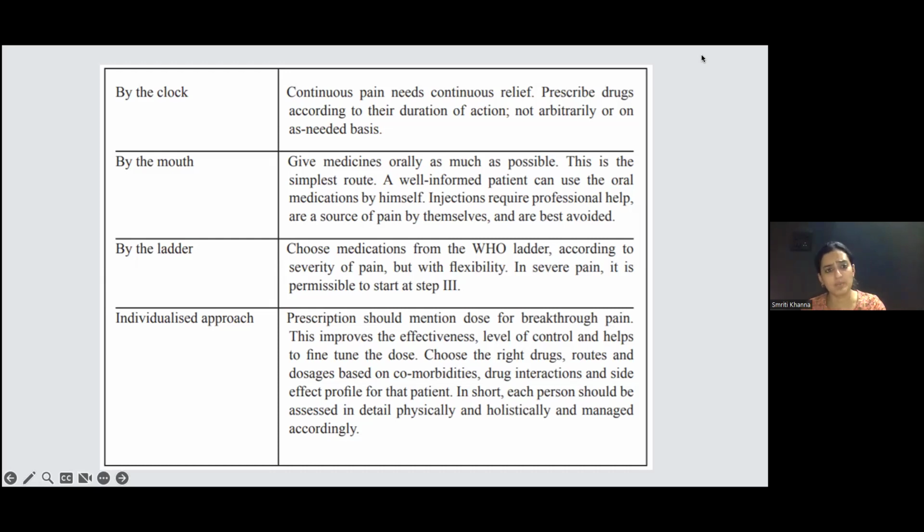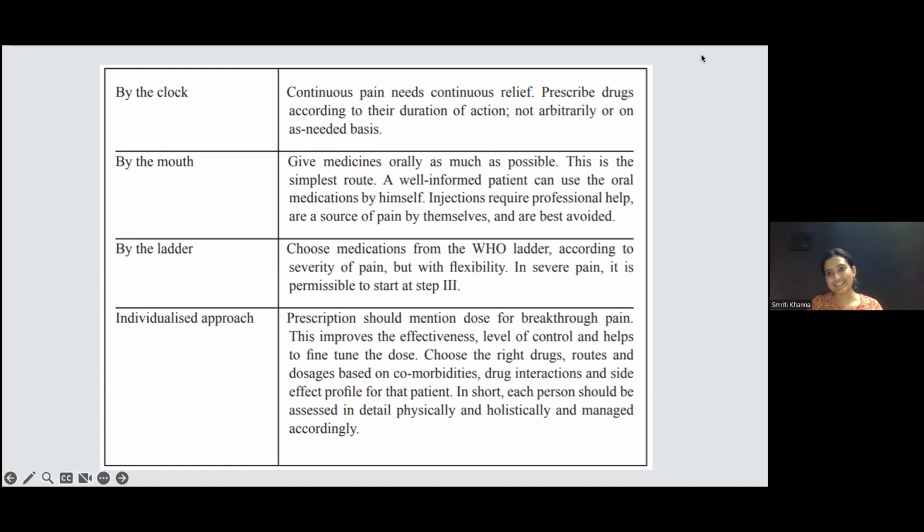An individualized approach means that every pain prescription should be tailored to the individual who is needing it. So that means choosing the right drug based on availability, based on accessibility. It means choosing the right route for the patient. Most of the times this will be oral, but if the patient is unable to take orally, or oral is becoming too cumbersome, then looking at other ways to do that. Choosing dosages based on comorbidities, based on drug interactions, and also mentioning doses for breakthrough pain, which is pain that can occur over and above the baseline pain relief that the patient is having.